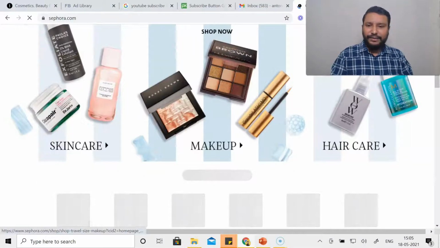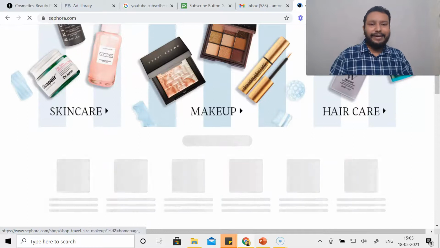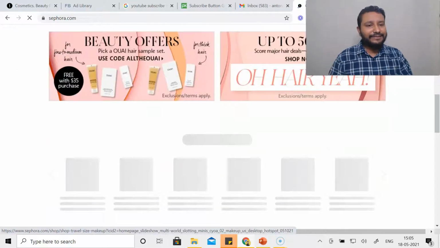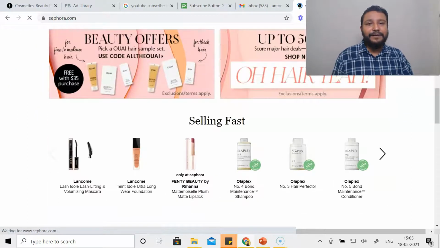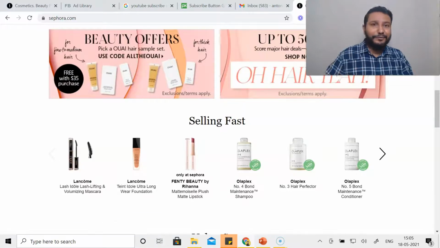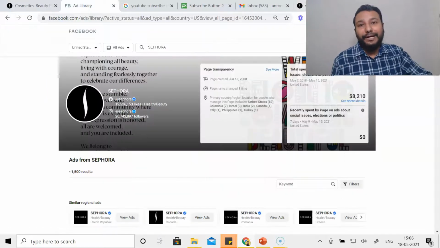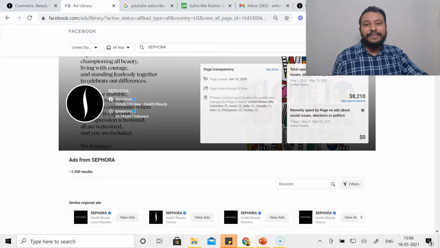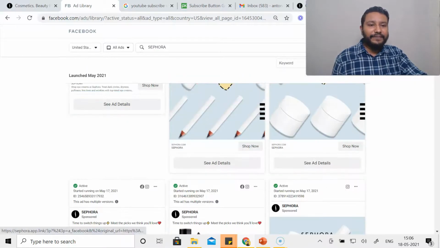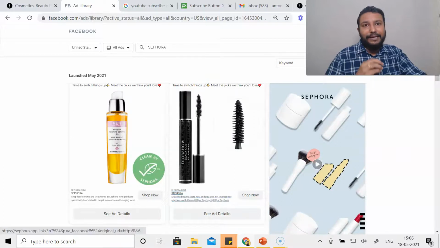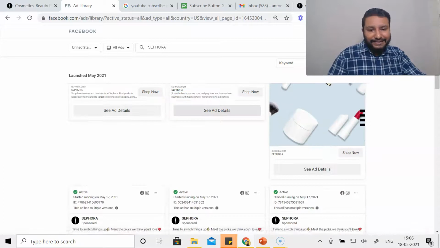Sephora is into skincare, makeup, hair care, all kinds of products, and they sell thousands of products. But it will not be wise to spend money on all these things. Instead, let's find out which products they are actually spending money on. You can go to the Facebook Ads Library and search for Sephora, and you can find the various products they are advertising. So you can see the ads here.